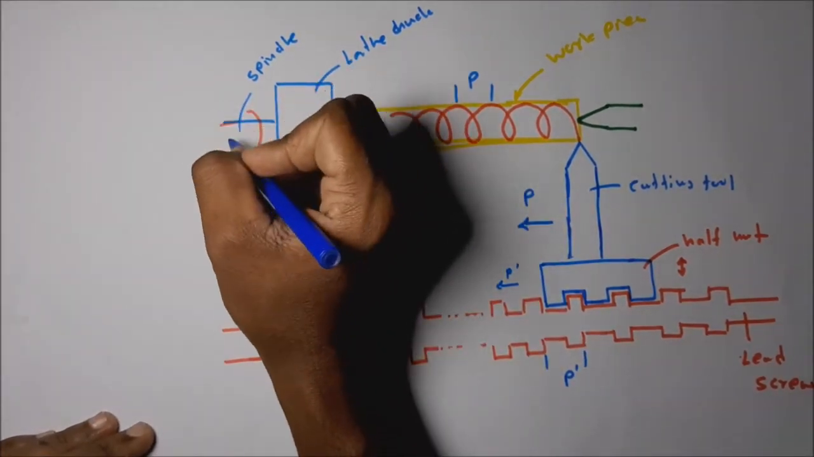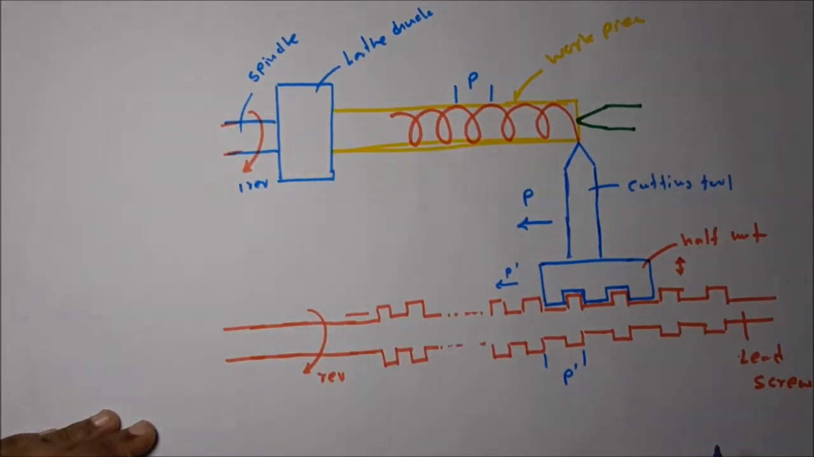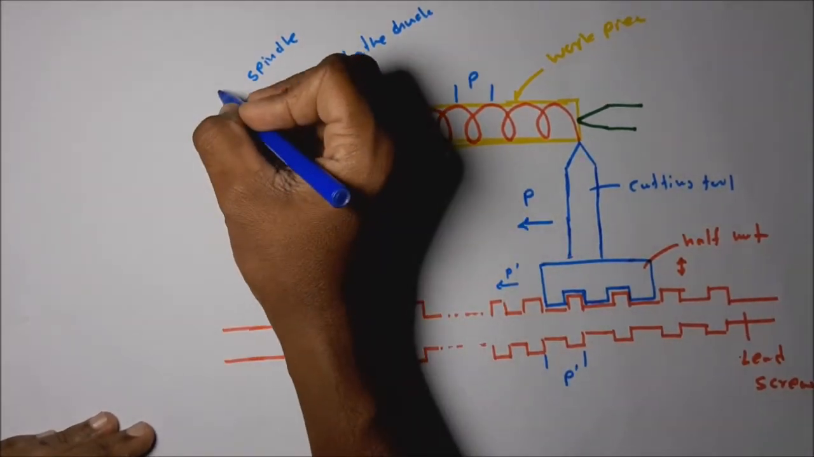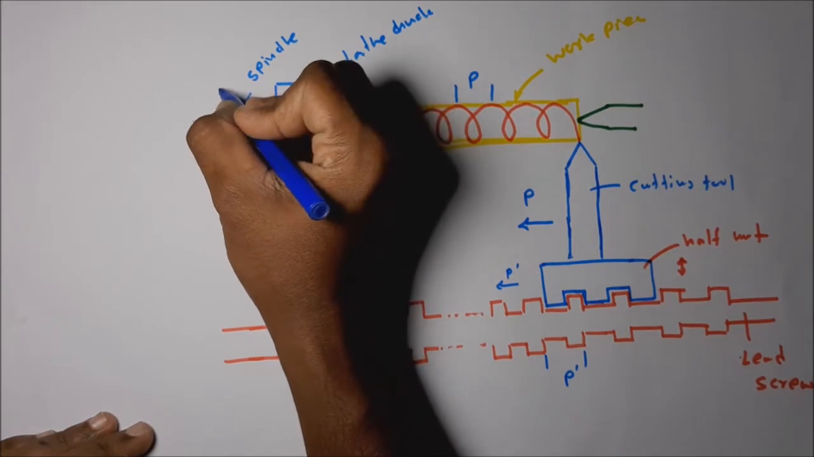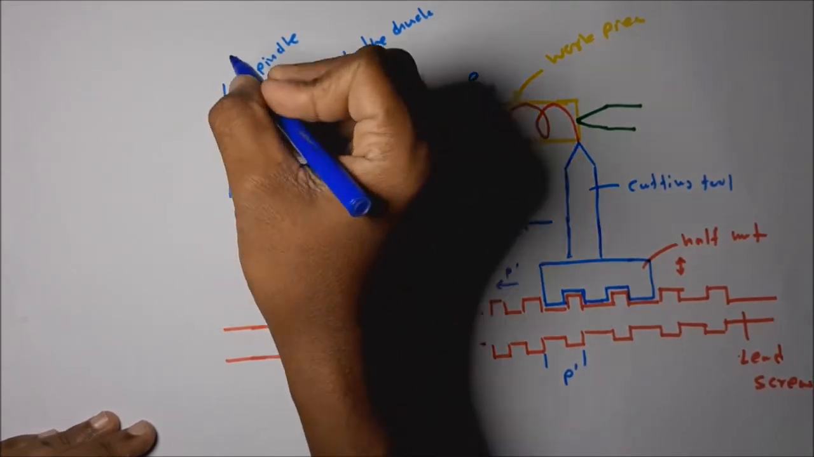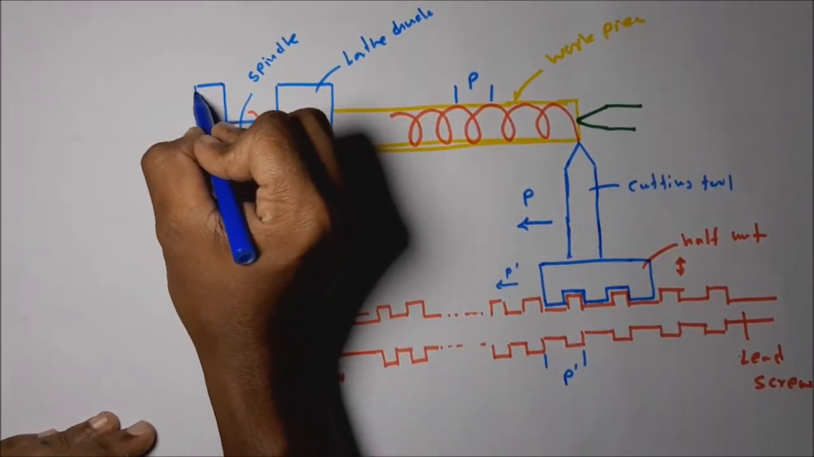So how to do that? By connecting these two shafts through a set of gear trains, a set of gear wheels. Okay, I will draw these gear wheels also. And these are the gear wheels. The spindle gear wheel.